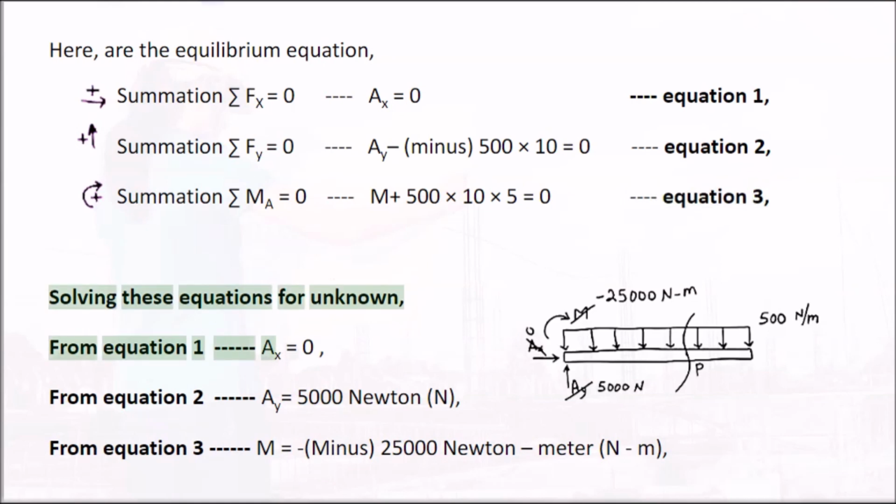Solving these equations for the unknowns: from equation 1, Ax equals 0. From equation 2, Ay equals 5000 Newton, N. From equation 3, M equals minus 25,000 Newton meter, N m.